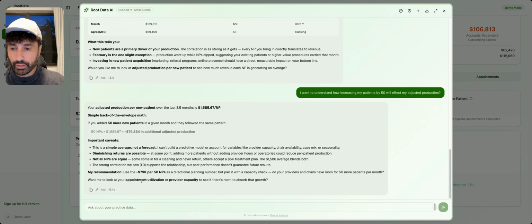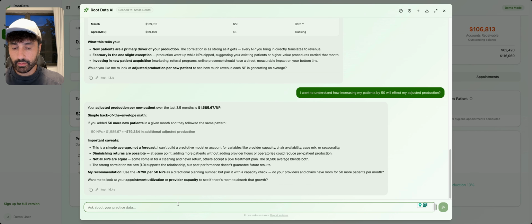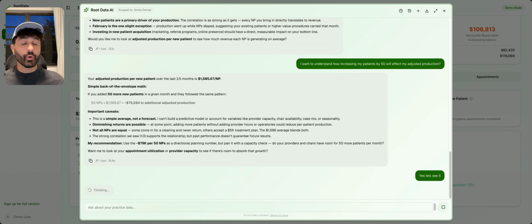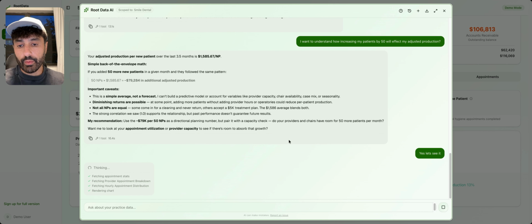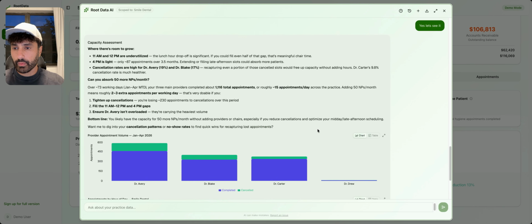It's asking me if I want to look at your appointment utilization. Yes, let's see it. Let's see if we can absorb that growth. Are we prepared? That's a very good question. If we get a bunch of new patients, can we properly help them? We want to make sure that our processes are set up to facilitate growth in our practice, right? Where there's room to grow.